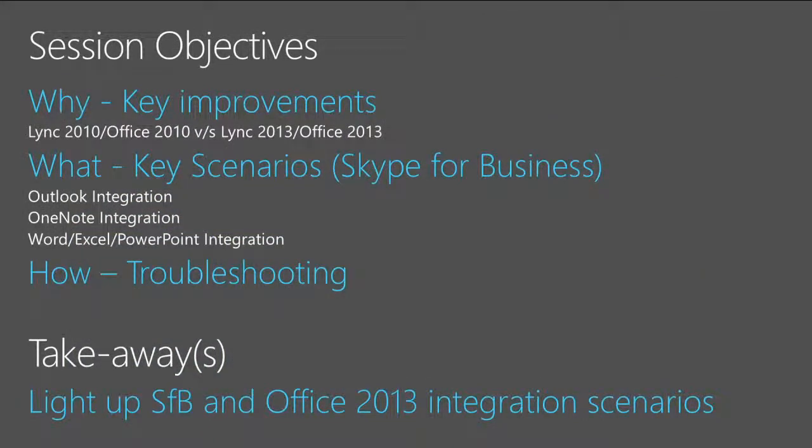So coming to the session, there are 3 key areas that we want to cover. The first part is the why, which is what are some of the key improvements that have come in Office 2013 with Skype for Business integration. Secondly, the what. So basically how it will look in a real world situation. We will look at a real world scenario, and I'll try to demo how these integration features actually light up in a real situation. In the how part, we want to look at a troubleshooting methodology, how to handle any Office integration issues that come up.